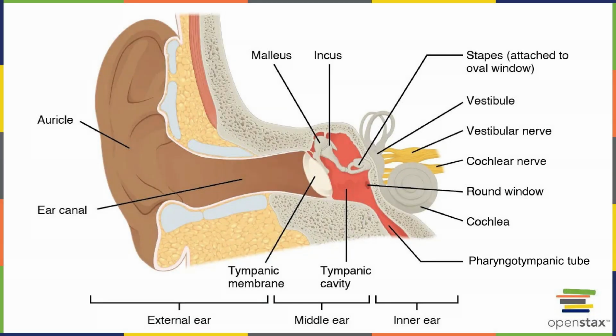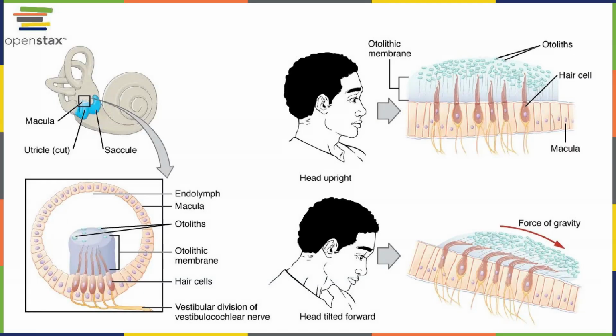At the center is the vestibule, which contains receptors that detect linear acceleration and help maintain posture and stabilize your gaze as your head moves. Within the vestibule are maculae, patches of sensory hair cells whose stereocilia project into a gelatinous otolithic membrane. Tiny calcium carbonate crystals called otoliths add weight to this membrane so that gravity and linear acceleration can bend the stereocilia and change neurotransmitter release.